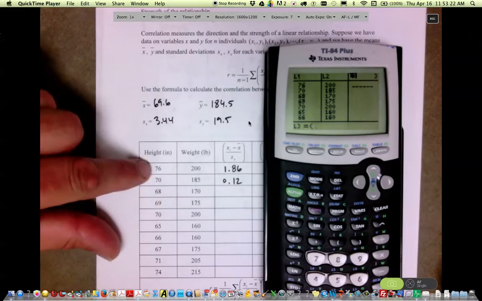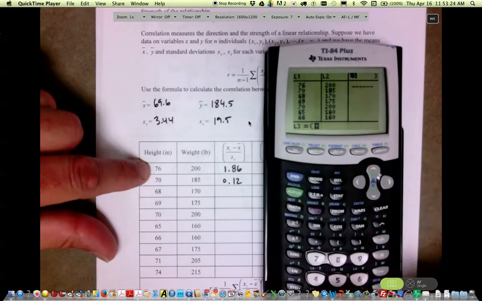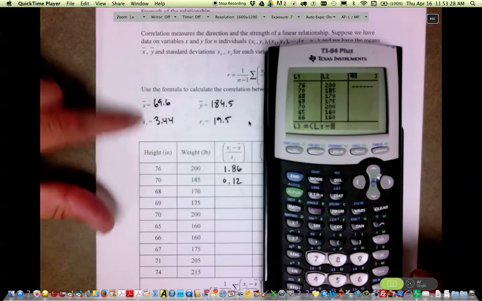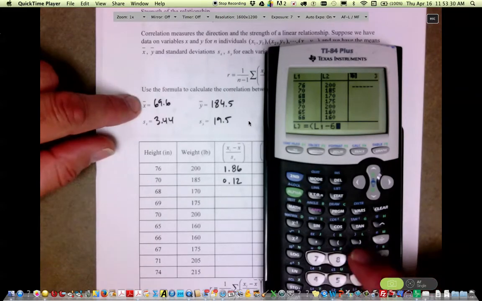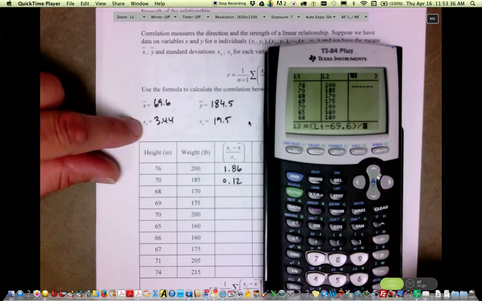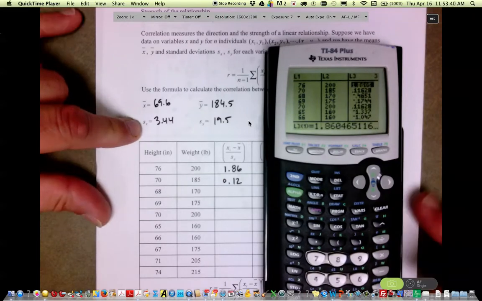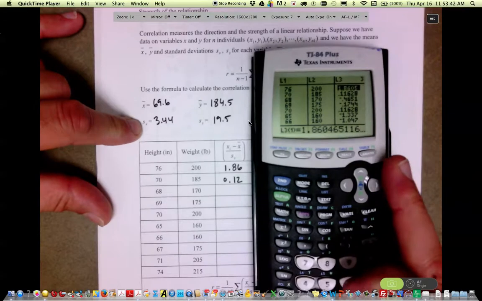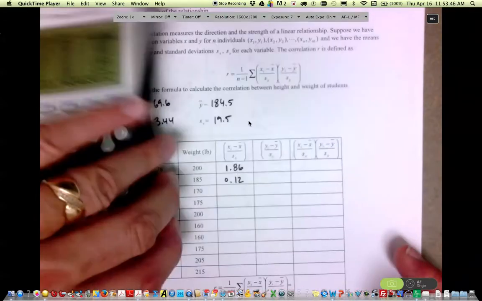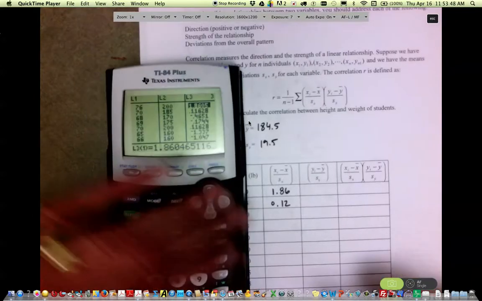So I'm just going to tell the calculator, look in list 1, second one, minus the mean, which is always going to be 69.6 for this data set. Close that, and then divide by 3.44. All right, and I get all those z-scores in one shot. That's pretty nice. So I'm going to write all those down.